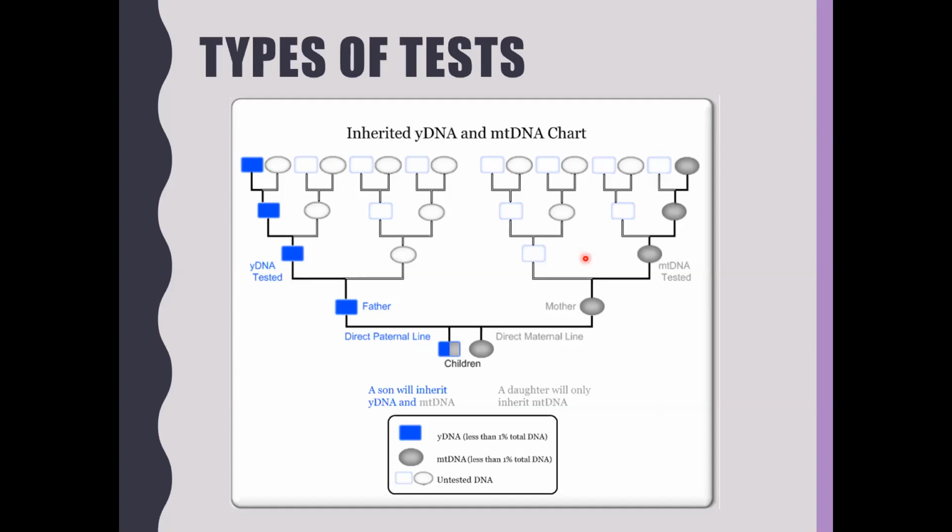Whereas with the autosomal, it's looking at what you got from all of these people, because it's those other 22 chromosomes that have mixed and matched.